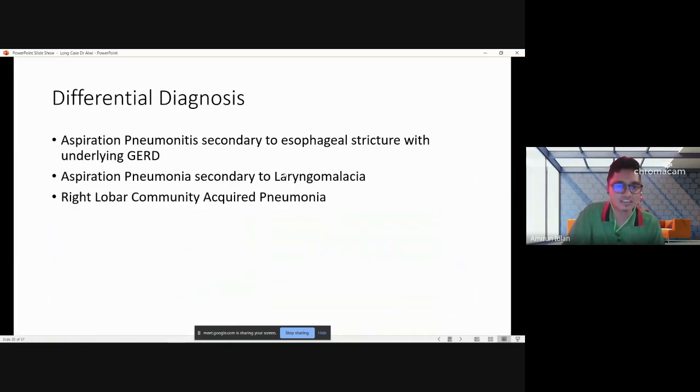Okay. My other differential diagnoses: because the patient has GERD, it might be aspiration pneumonitis due to gastric content, and because the patient might have esophagitis leading to esophageal stricture. Another differential might be aspiration pneumonia secondary to laryngomalacia, because laryngomalacia commonly causes difficulty swallowing, but in this case the patient doesn't have stridor and does not snore when sleeping. And another possible diagnosis is pneumonia itself, which is right lobar community acquired pneumonia, because the presentation and examination point to right lobar community acquired pneumonia.